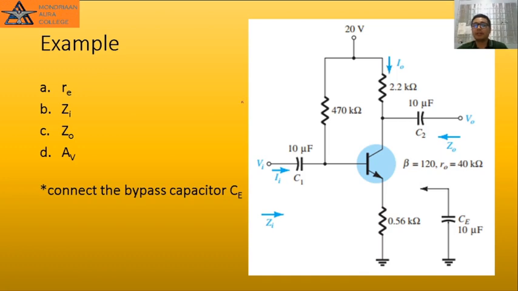Alright, so let's have an example. Actually, this is the same example I gave sa ating previous discussion, no? Same values pa rin, pero magkakaroon tayo ngayon ng coupling capacitor. Connect the bypass, magkakaroon tayo ng bypass capacitor C sub E. So connect natin yung bypass capacitor natin dito, nakaparallel na. So alam natin under AC condition, itong ating 0.56 kilo ohm na resistor ay masya-short, but under DC walang problema diyan kasi open circuit ang capacitor under DC condition.